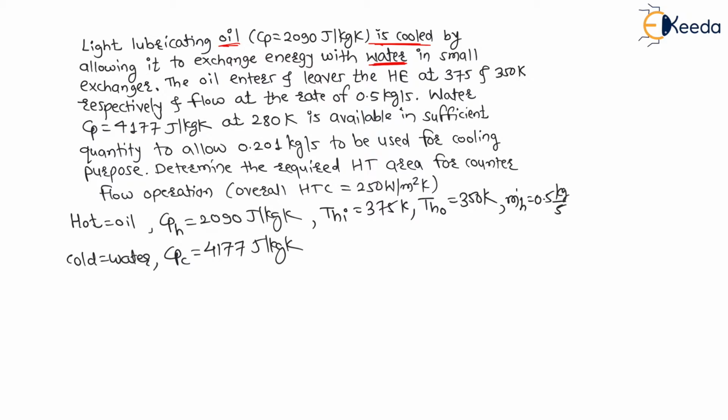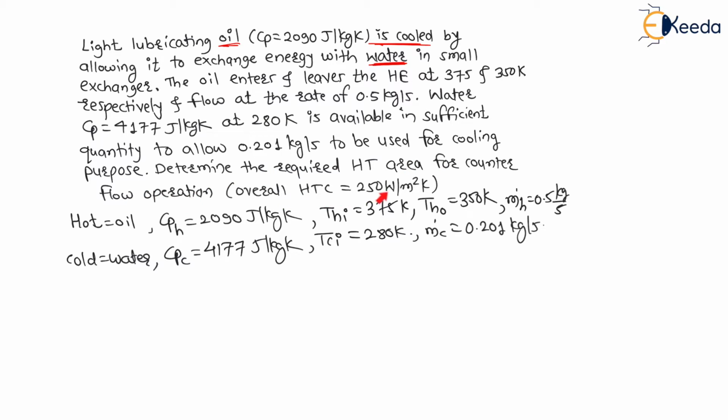Then water at 280 Kelvin is available in sufficient quantity. Now water is at 280 Kelvin, means initial temperature of water, the inlet temperature of cold fluid, is 280 Kelvin. It is available in sufficient quantity to allow 0.201 kg per second. Now this is the mass flow rate of cold fluid, that is water. Therefore mass flow rate of cold fluid is 0.201 kg per second, used for cooling purpose. Determine the required heat transfer area for counterflow operation.